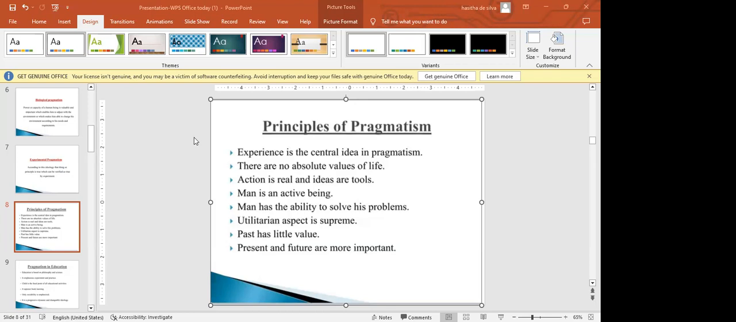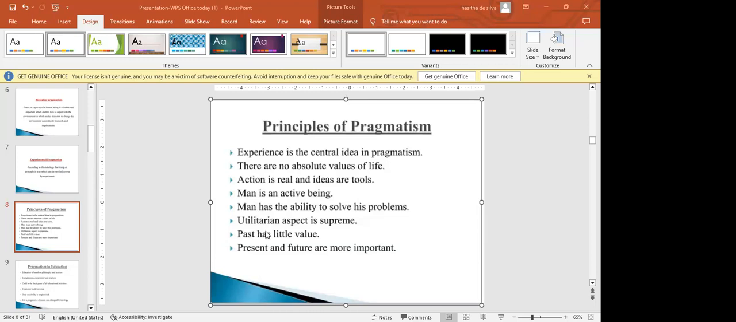Sorry for the disturbance. The phrase action is real emphasizes the primacy of the concrete and tangible. It suggests that actions have a direct impact on reality and are instrumental in effecting changes. Ideas, on the other hand, are seen as tools that shape and inform our actions, guiding us toward desired outcomes. Overall, action is real and ideas are tools captures the pragmatic notion that the practical application and effectiveness of ideas are crucial in determining their value. It encourages individuals to focus on taking meaningful actions informed by thoughtful and adaptable ideas to achieve tangible results in the real world.